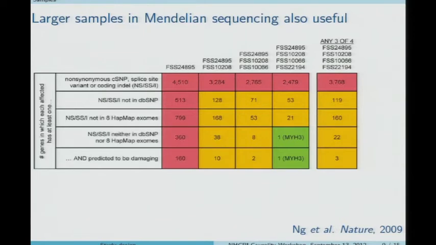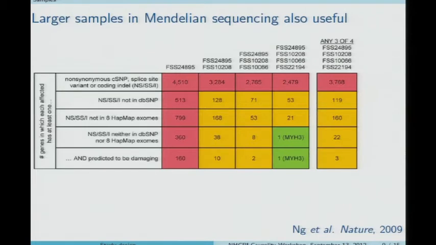I'm quoting everybody else in the room's papers today. We think that larger sample sizes in Mendelian sequencing are also useful, and that's, I guess, kind of an obvious statement, but there's a couple of reasons that I'll come to why that might be. This is one of the first versions of using exomes to do Mendelian gene mapping from Jay's lab, and I think, by and large, the approach is still quite similar.